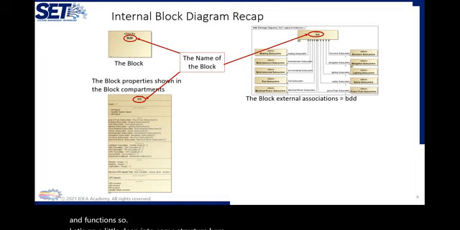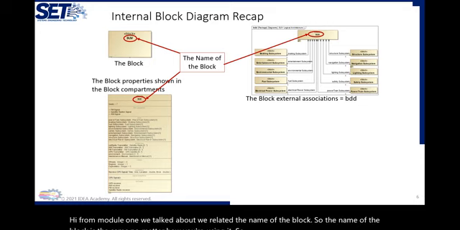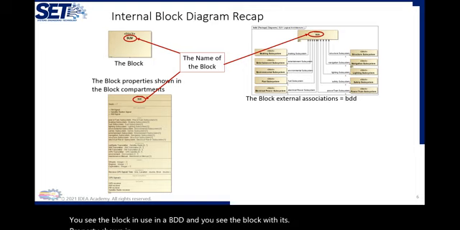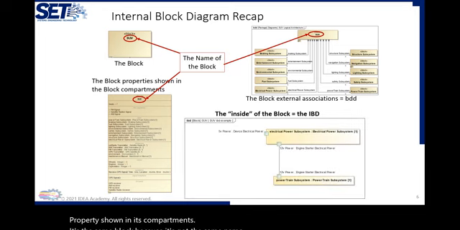Alright, from module 1 we talked about the name of the block. So the name of the block is the same no matter how you're using it. You see the block in use in a BDD, and you see the block with its properties shown in its compartments. It's the same block because it's got the same name. Alright, and then you've got the inside of the block, which is the IBD. So inside the block here, this is a diagram of the electrical power subsystem.